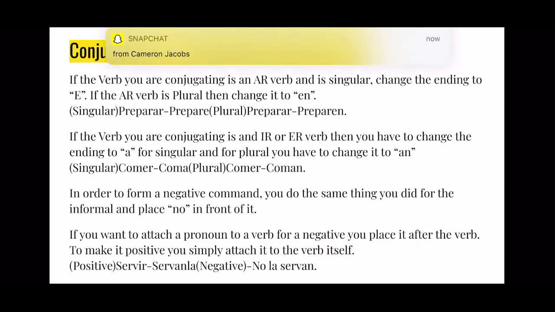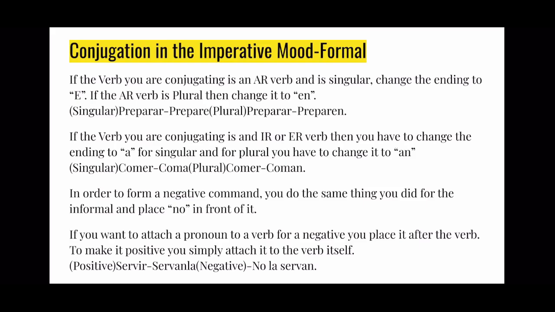Now, if the verb you're conjugating is an IR or ER verb, then you have to change the ending to a. For singular and for plural, I think I have a mistype. Wait, I'm sorry. I'm just now seeing this. Okay, yeah, so for singular, you do a, and for plural, you do an. I think that's what I was trying to say, I'm sorry.